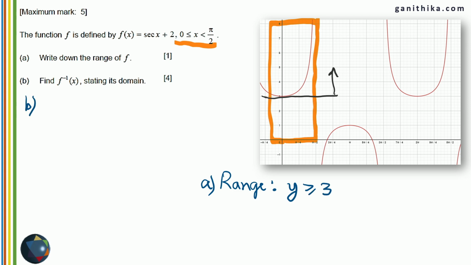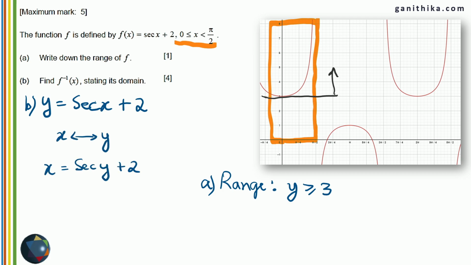Question B is asking you to find f inverse of x as we usually do. So make y is equal to secant x plus 2, interchanging x and y. You'll get x is equal to secant y plus 2, making y the subject. Secant y is equal to x minus 2. You can actually say arc secant of x minus 2 is equal to y, but we will change this to cos. Cos y is equal to 1 over x minus 2 because secant is the reciprocal of cos.